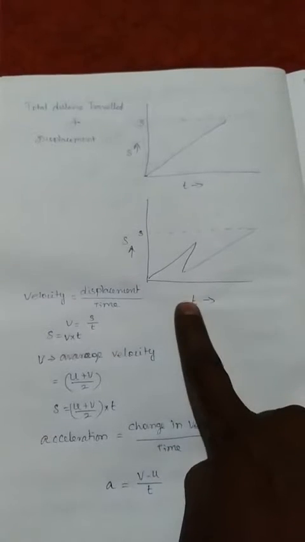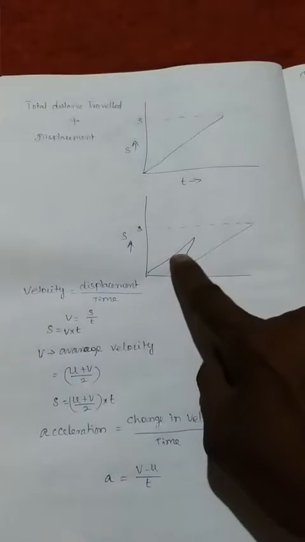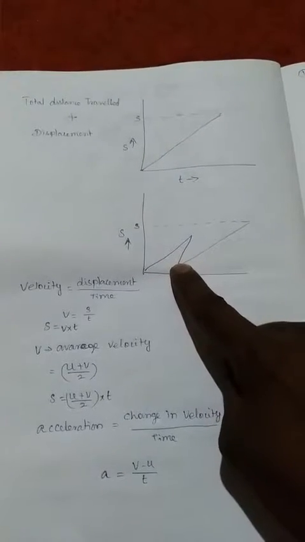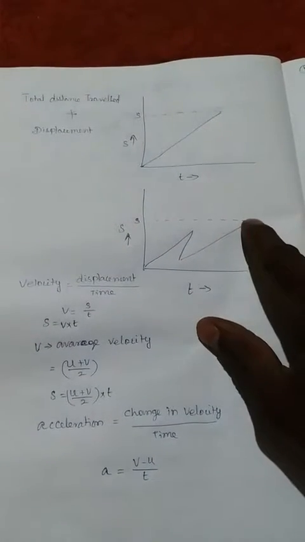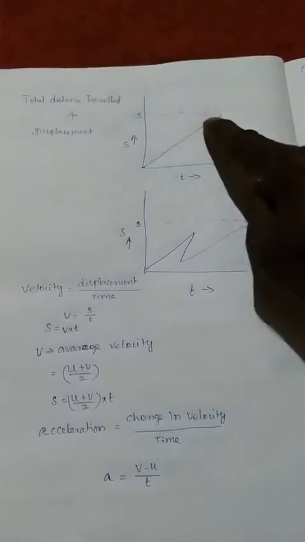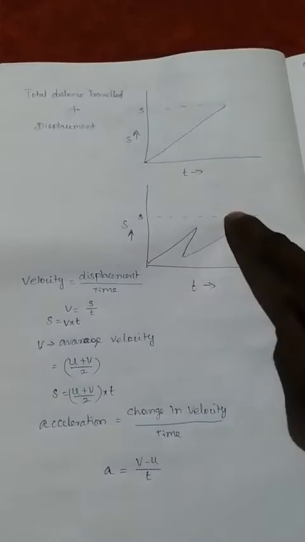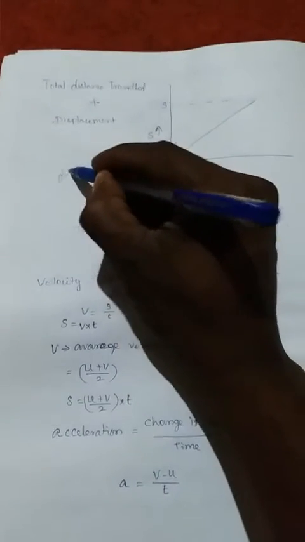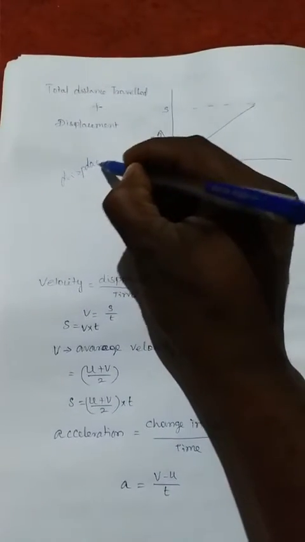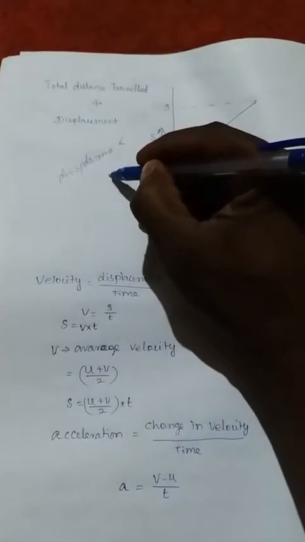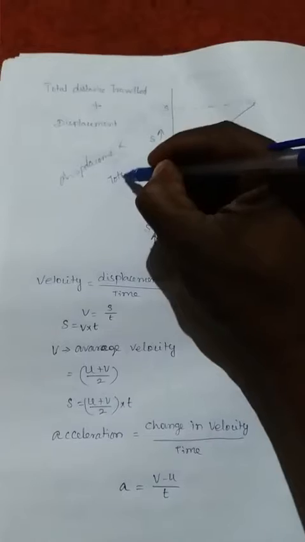Now look at the second diagram. So here there is a displacement forward. Now it will come back to another position. Again it is moving forward. So here you can easily find the difference between this one and this one. So now I can understand that the displacement is always less than or equal to the total distance traveled.